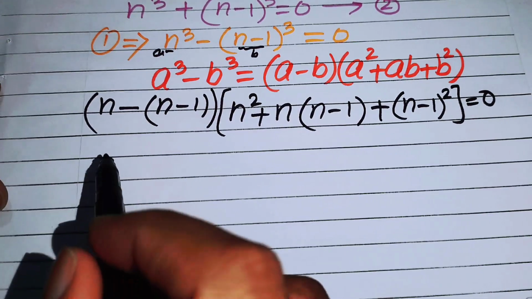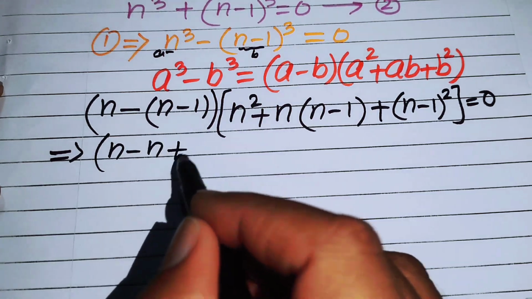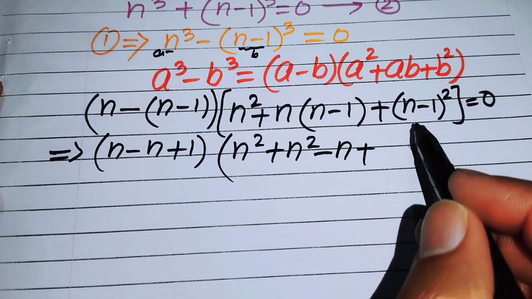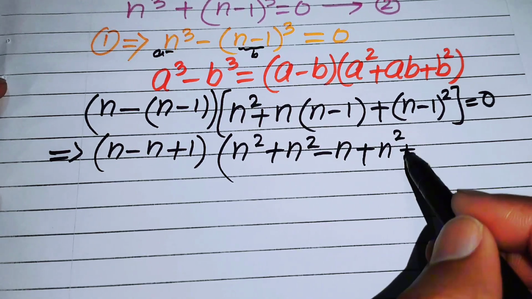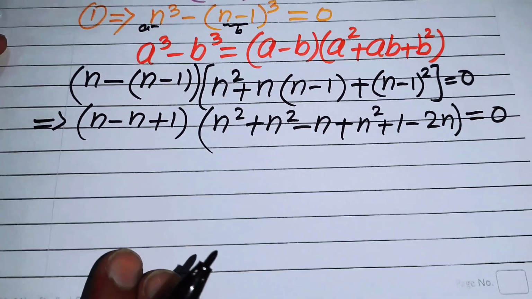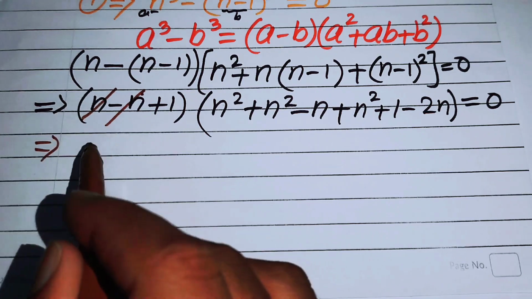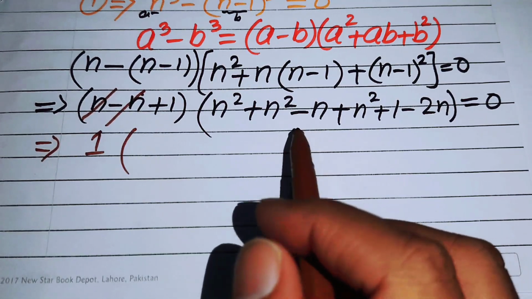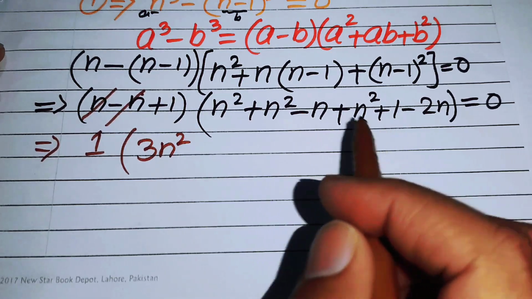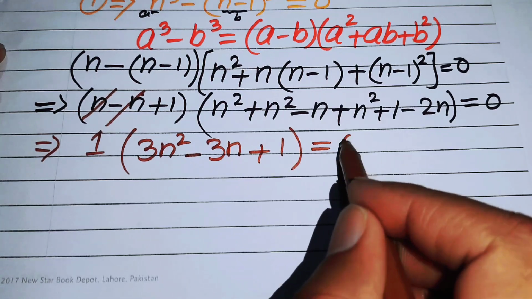In the next step we will make a little bit of simplification. First we multiply the minus sign on both of the terms and we obtain n minus n plus 1, into n squared plus n squared minus n, plus, opening this square, n squared plus 1 minus 2 times n, and this whole equation equals 0. Now we simplify the terms, and you see that these two terms are gone and we obtain only 1. Similarly we add the like terms: n squared plus n squared plus n squared equals 3 times n squared, and minus n and minus 2n equals minus 3 times n, and here we have plus 1 equals 0.